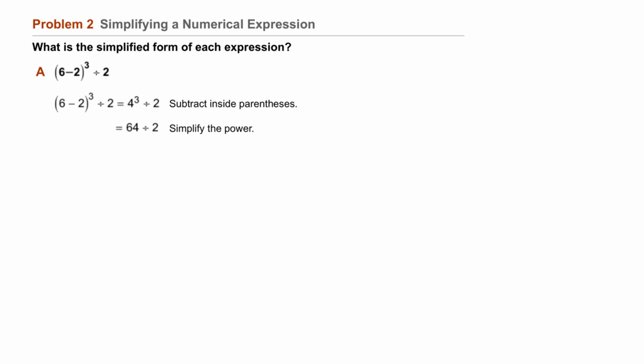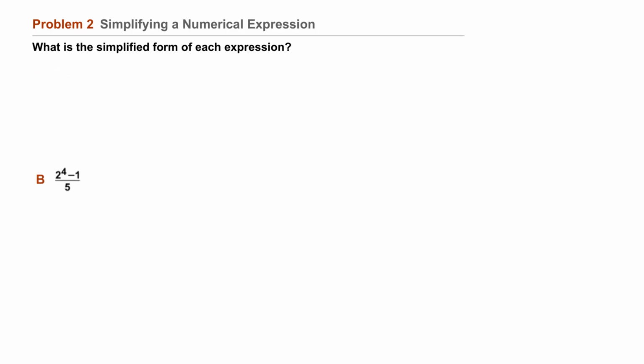Next we simplify the power. 4 cubed is 64, and we rewrite the expression 64 divided by 2 as we work down the page. 64 divided by 2, only one operation left, that's division, and 64 divided by 2 is 32.